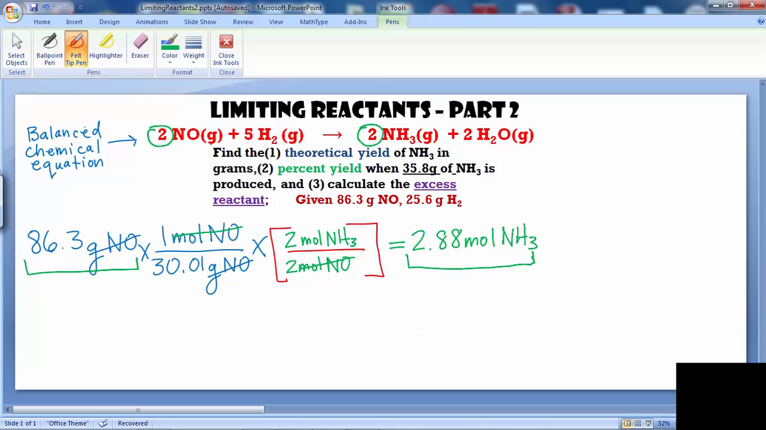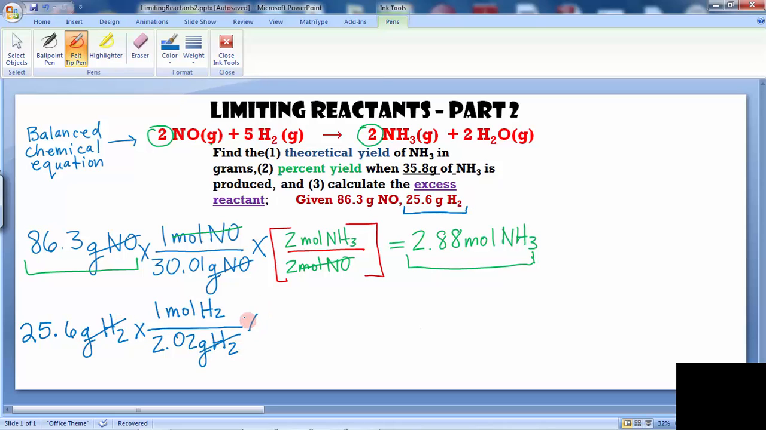Now, our second step is we want to use the second reactant to see how many moles of NH3 that produces. So let's take the amount that we're given. This will be given in the problem. So we have 25.6 grams of H2. So we want to go from grams of H2 to moles of H2. So 1 mole of H2 gives us 2.02 grams of H2. Grams of H2 and grams of H2 cancel.